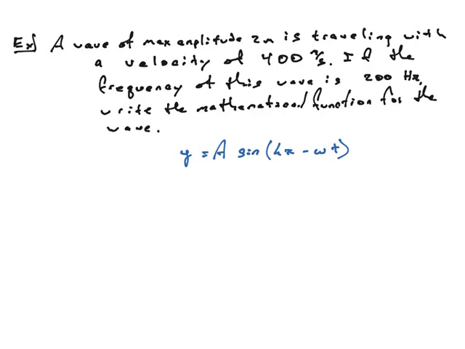What do these things represent? Well, here's amplitude. This is wave number, which is 2 pi over lambda. And this is angular frequency, which is 2 pi times frequency. Okay? So those are the three things I need to put into this functional form. I need to know what those three numbers are. So how do I get this stuff?